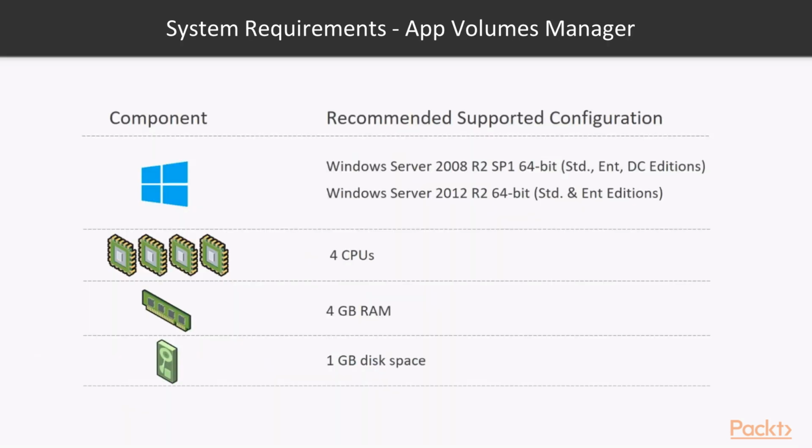For the server running the App Volumes Manager, you will need to meet the following system requirements: be running the operating system of Windows Server 2008 or 2012, have 4 virtual CPUs, 4 GB of RAM, and at least 1 GB of disk space available. Again, this was pre-built during the installation and setup section of this course.